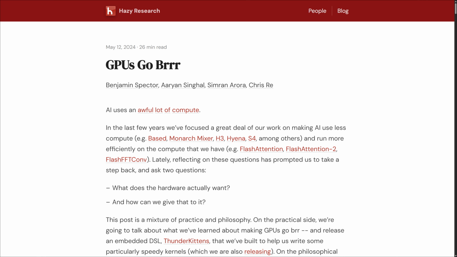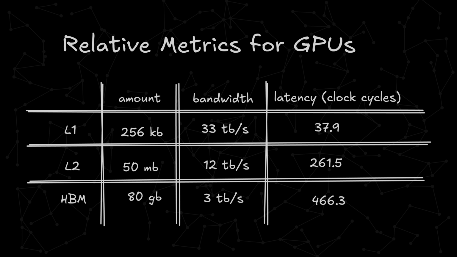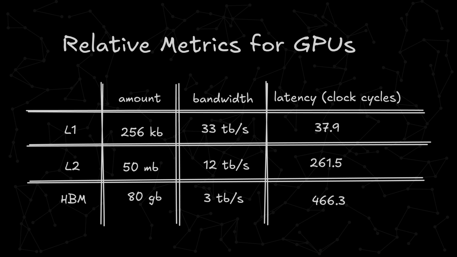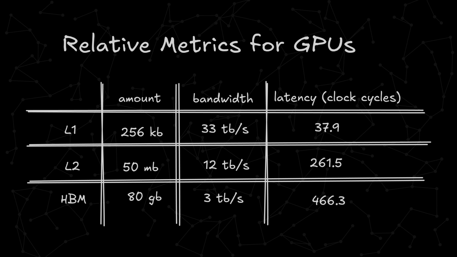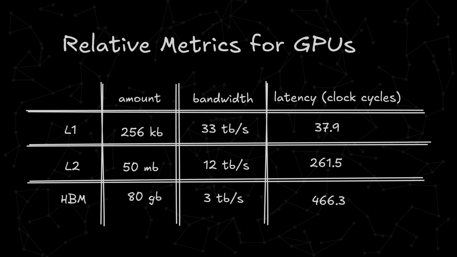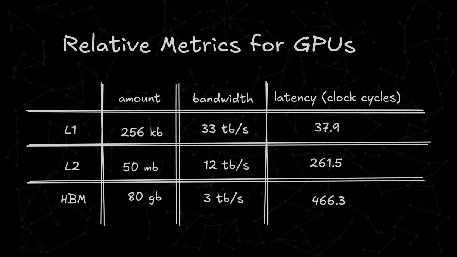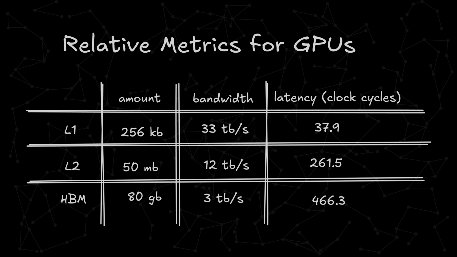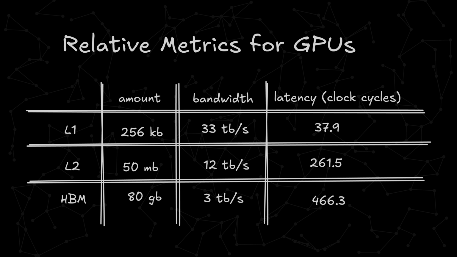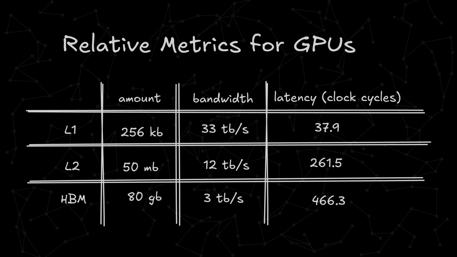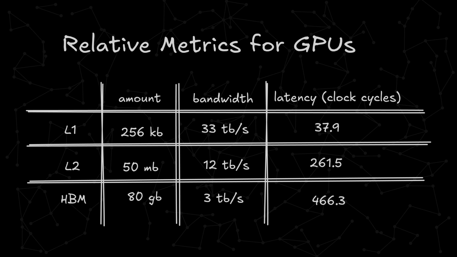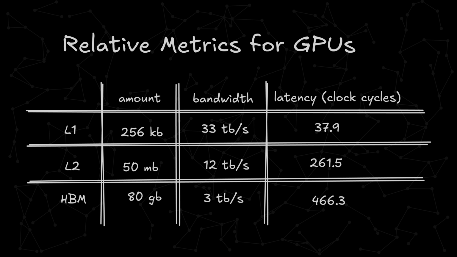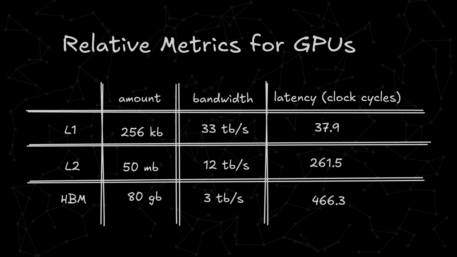According to Hazy Research, a research group based out of Stanford, the HBM's bandwidth for NVIDIA's flagship H100 is 3 terabytes per second, the L2 cache has a bandwidth of 12 terabytes per second, and the L1 has a bandwidth of 33 terabytes per second. That means the L1 cache can move data around over 10x faster than HBM. Unfortunately, we only have around 256 kilobytes of it, where for HBM we have 80 gigabytes.